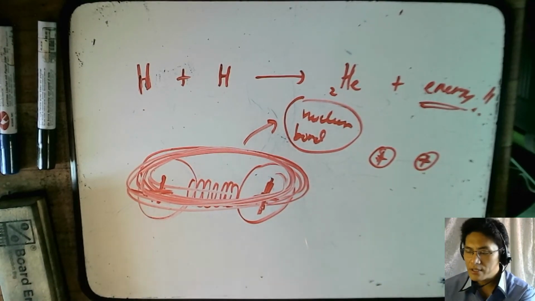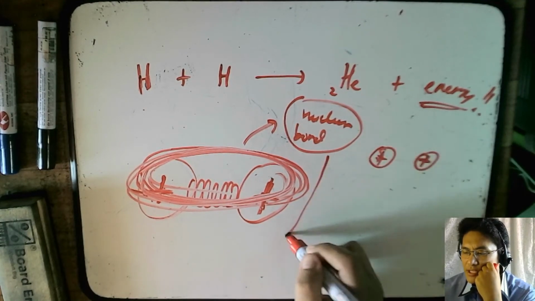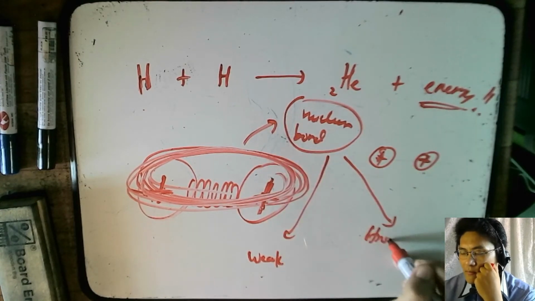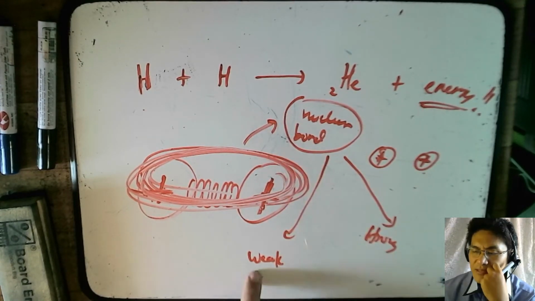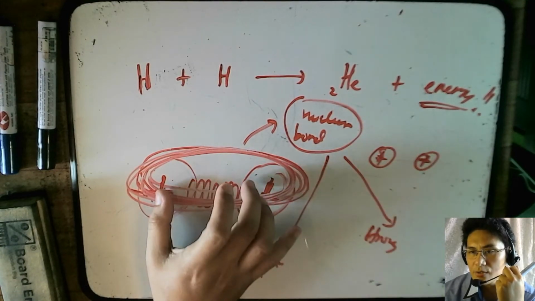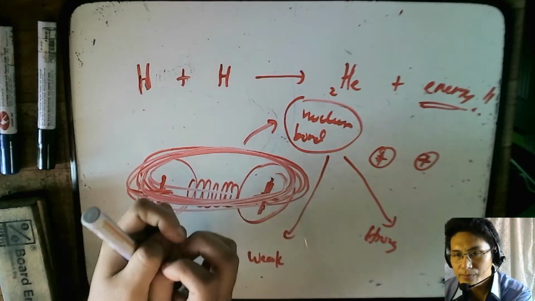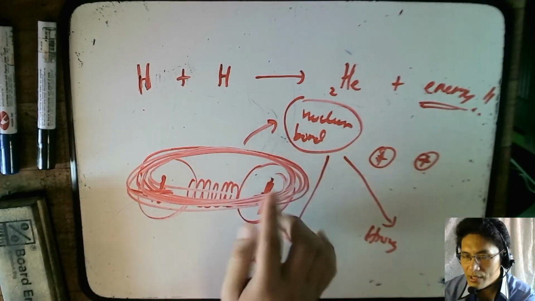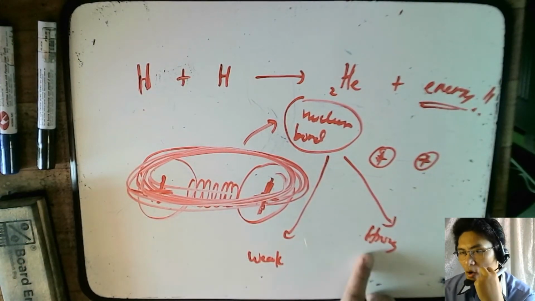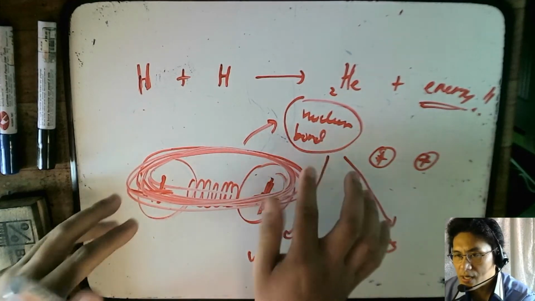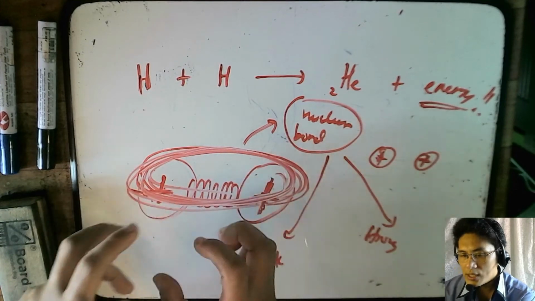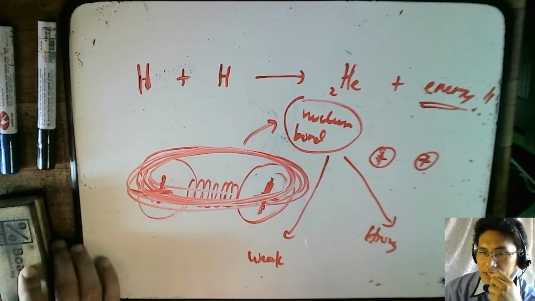So therefore, think about it. What's the difference when this bond is weak and if this bond is strong? If the nuclear bond is weak, it means this nucleus would disintegrate. It would break because the nuclear bond will not be strong enough to keep their repulsion. Right? But if this is strong, that means the nuclear bond will be able to overcome their repulsion and the nucleus will stay.